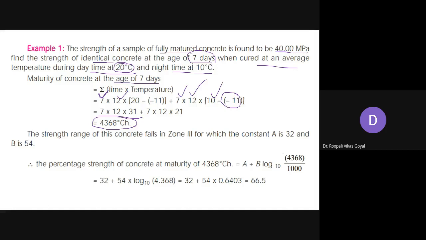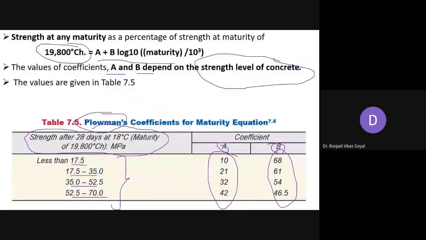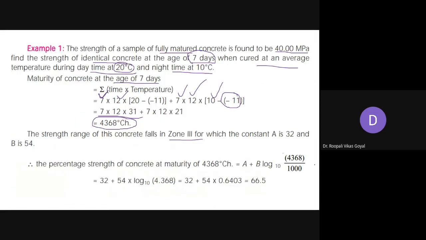Now the strength range of this concrete falls in zone 3. Why? Because its strength is 40 MPa. So we have to find out this A and B. Here 40 MPa is coming in this zone, 35 to 52.5. So the value of A is 32 and the value of B is 54, because 40 MPa is for fully mature concrete. Okay? So A value is 32 and B value is 54.